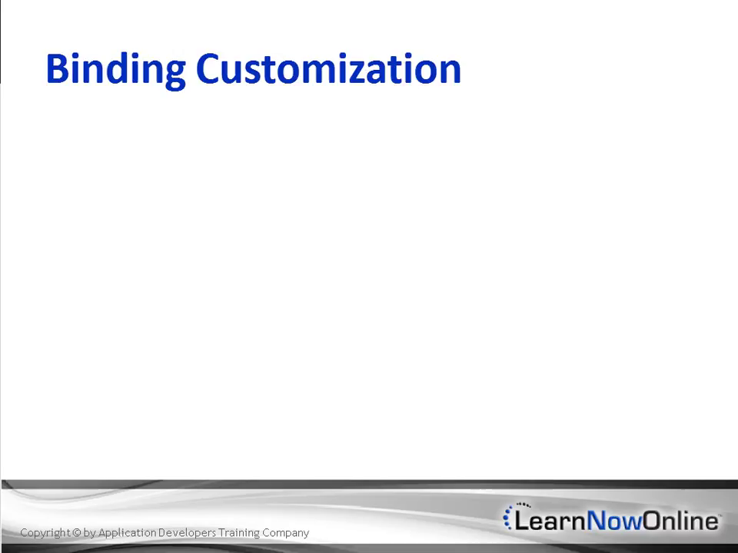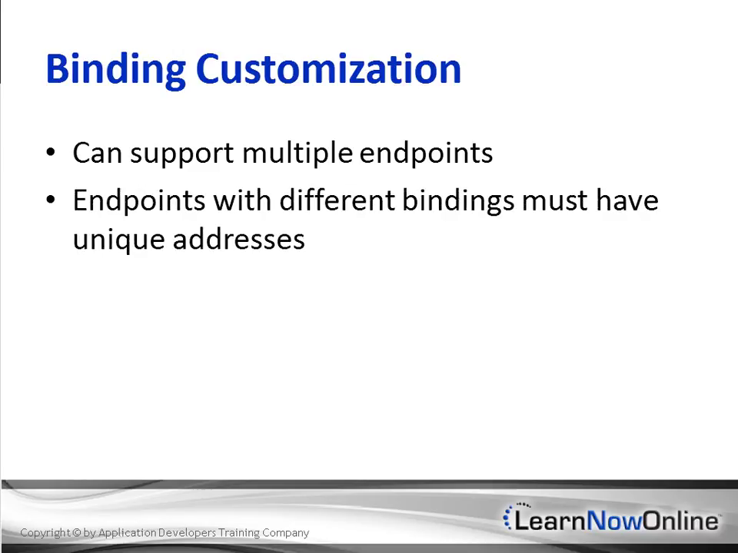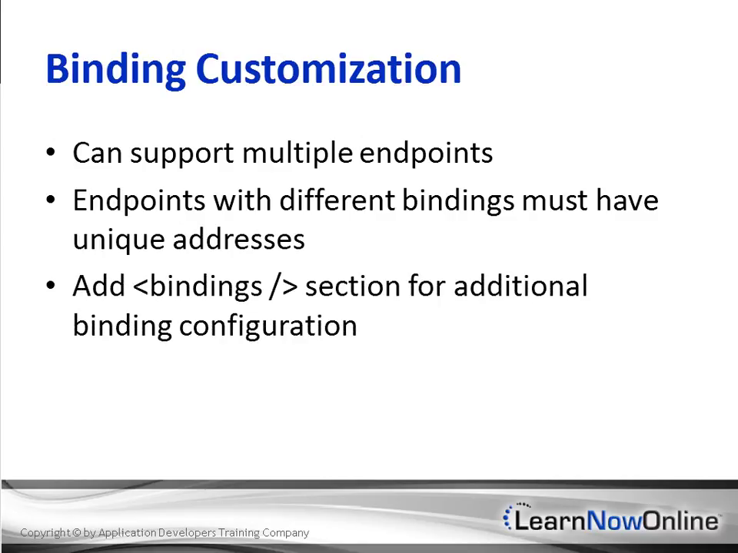.NET already ships with several bindings that support common communication scenarios. However, when one of those scenarios don't meet your needs, you can still customize those bindings. You can support a single contract with multiple endpoints. Whenever you have multiple endpoints supporting a single contract, their addresses must be unique. To customize bindings, you would add a binding section to the system.serviceModel element.